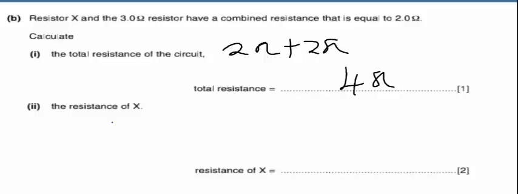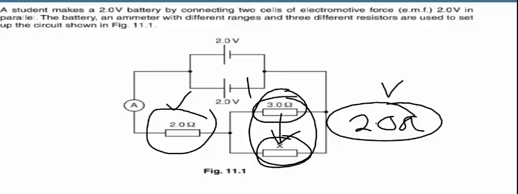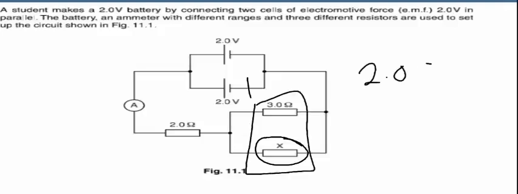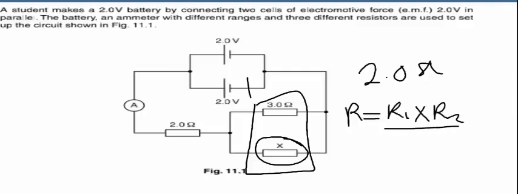Then as for Roman numeral number 2, it is saying the resistance of X. So let me just bring you back here. It is asking us to calculate the resistance of X. Now previously the question was saying the total resistance of these two here is just 2.0 ohms. So whenever you have been given two resistors connected in parallel, you can use this formula where resistance is going to be equal to resistor 1 multiplied by resistor 2, divided by resistor 1 plus resistor 2.